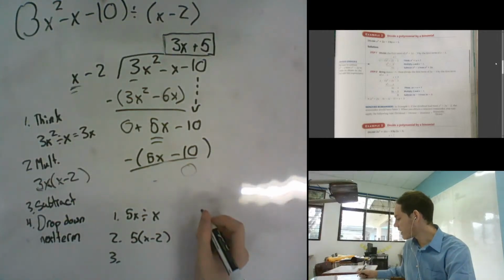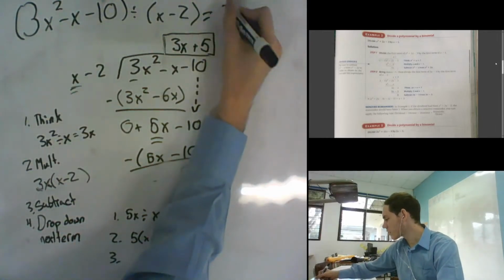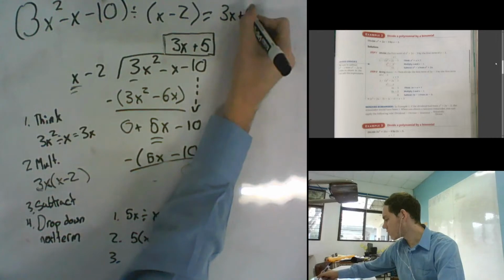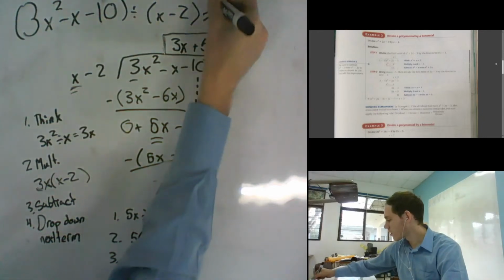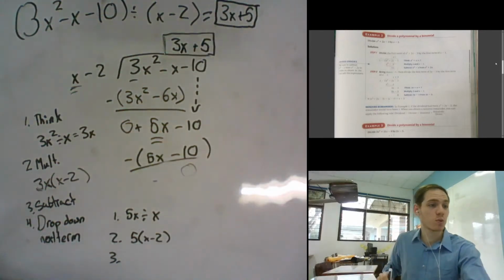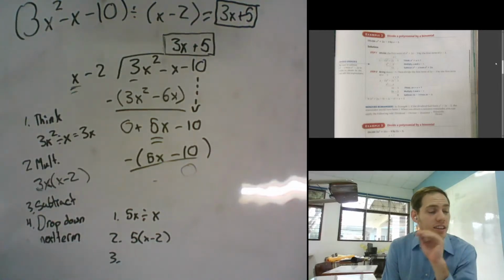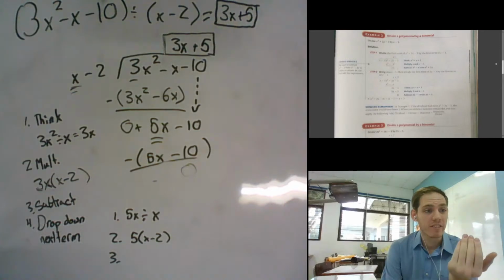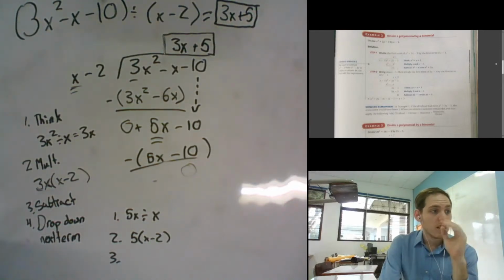Now you could rewrite it at the beginning: 3x plus 5. Again, guys, this is without a remainder. These beginning questions are without a remainder. What happens when we have a remainder?